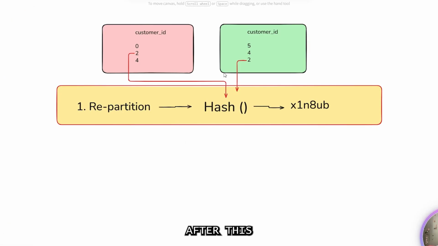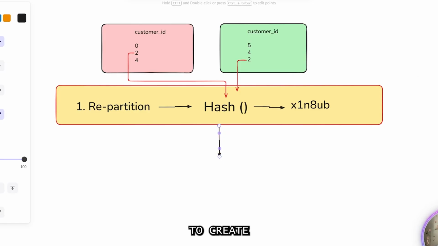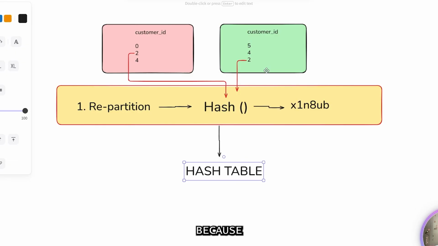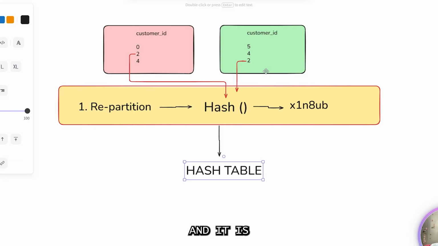After this has been achieved, here is the important point. It is going to create a hash table for us, since all the keys have been hashed. Why has it taken only customer ID? Because these are our joining keys. Whatever column you take as a joining key in both tables is going to be converted to a hash value, and it is going to create a hash table.